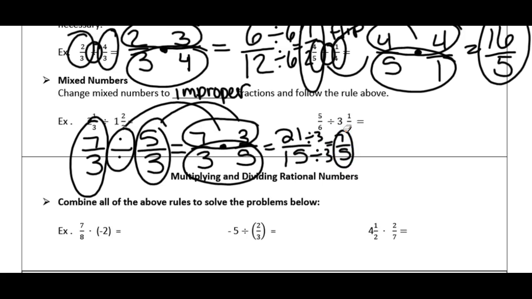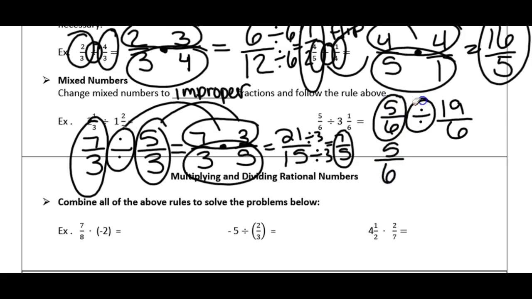Second example. We have 5/6 divided by. I would still say divided by, even though I know I need to change that to multiplication because I want to change that mixed number first. So 3 and 1/6 is going to be 3 times 6, which is 18 plus 1, so 19/6. Now I'm going to take care of keep it, switch, switch. Keep that first fraction, 5/6. Switch the division to multiplication. Flip the last fraction, so instead of being 19/6, it'll be 6/19.